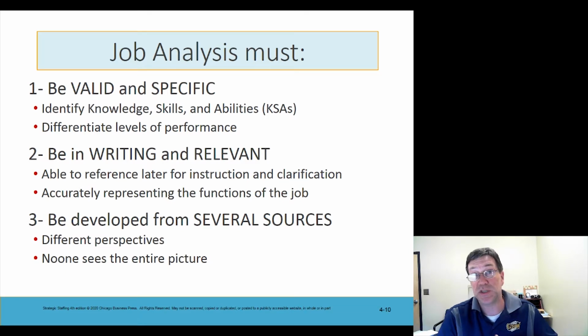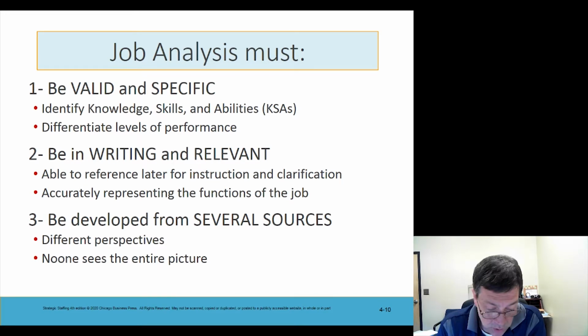But the manager sees the bigger picture of things. The vice president sees the bigger picture of things. The customers see a different perspective than you do. So it's important that we develop job descriptions from the perspective that they're valid, that they're specific. We make sure that they're in writing, they're relevant to what the job is, and that we've gotten a lot of good input as we have tried to put this thing together.